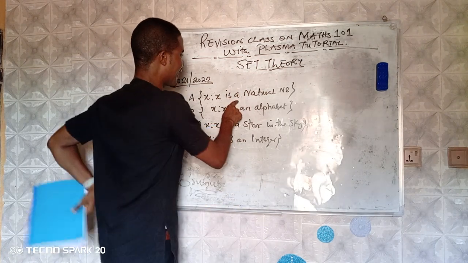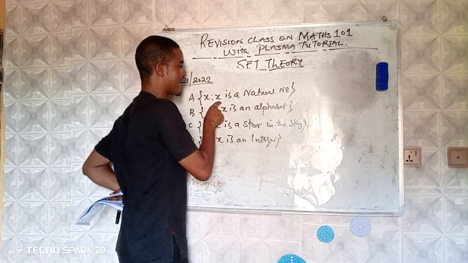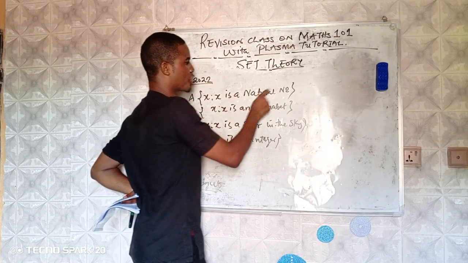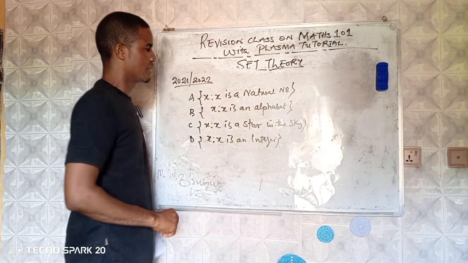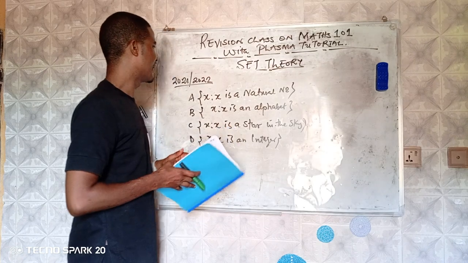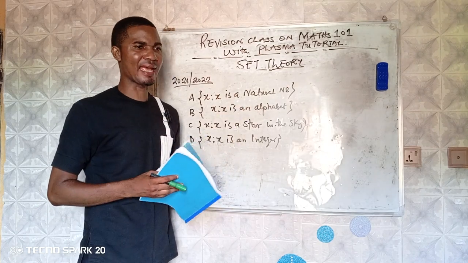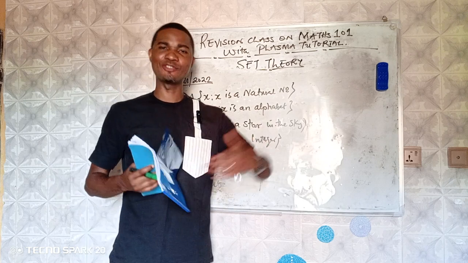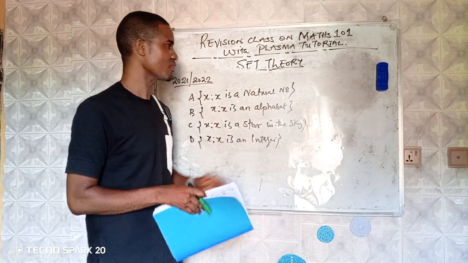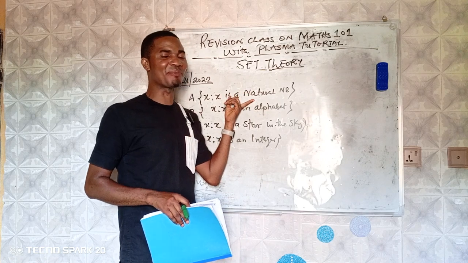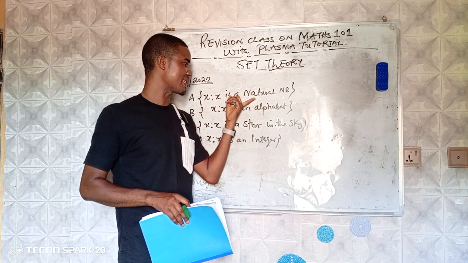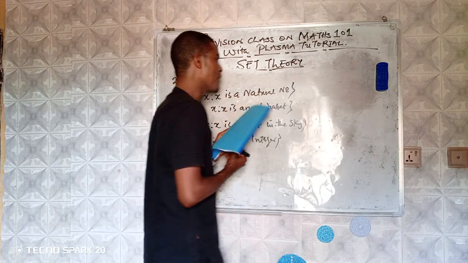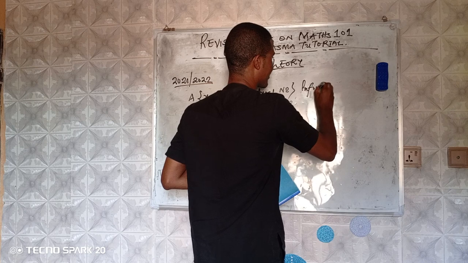Let's see, finite or infinite? X such that X is a natural number. When we talk about natural numbers, they are many. Natural numbers are also called counting numbers. So this can never be a finite set. This is an infinite set. Remember, I'm talking about numerical numbers. So this is infinite.